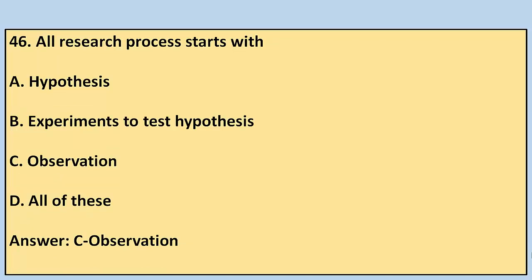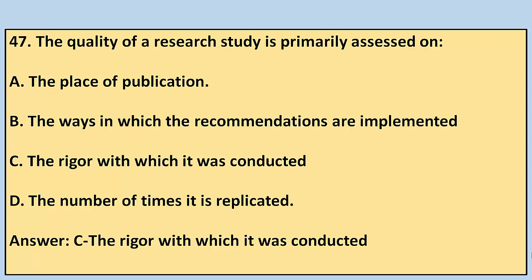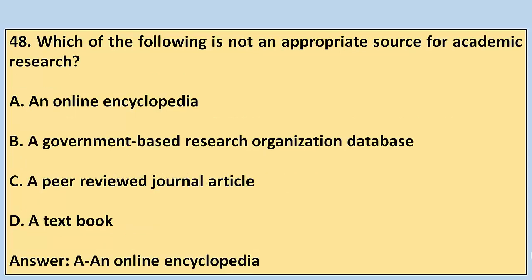All research processes start with: A, hypothesis; B, experiments to test theories; C, observation; D, all of these. Answer is C, observation. The quality of a research study is primarily assessed on: A, place of publication; B, the way in which the recommendations are implemented; C, the rigor with which it was conducted; and D, the number of times it is replicated. Answer is C, the rigor with which it was conducted.